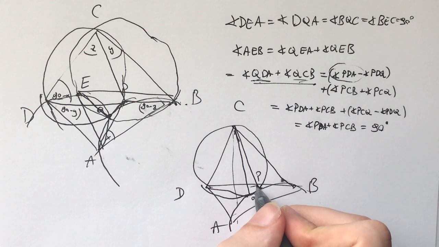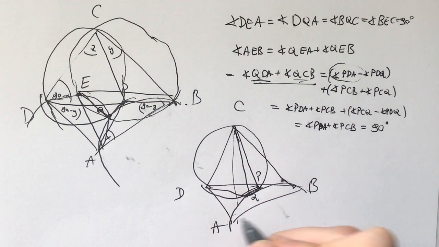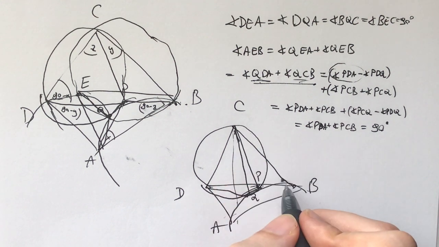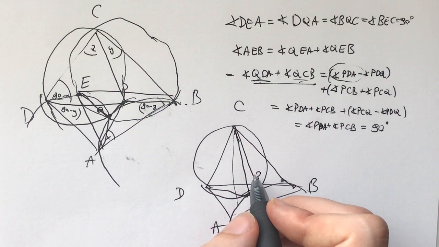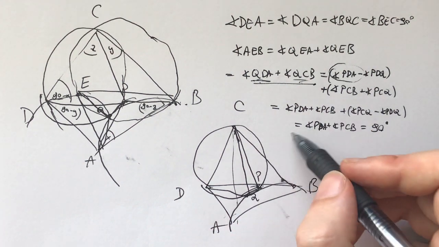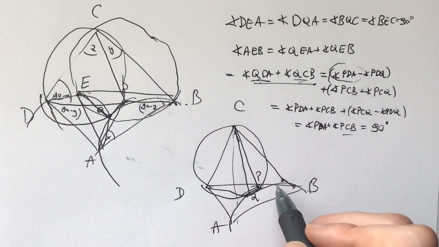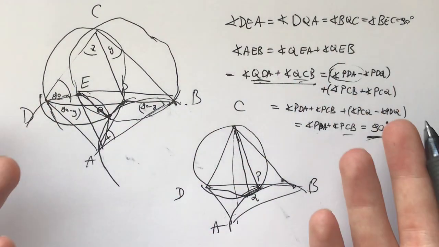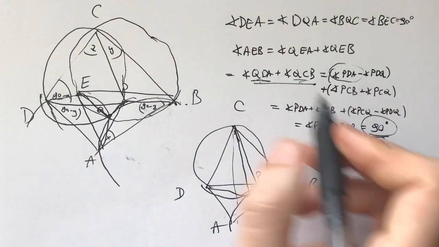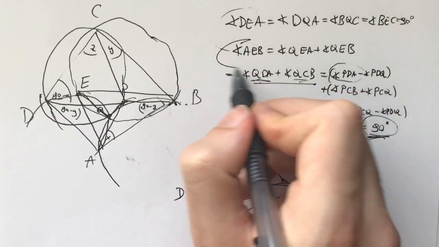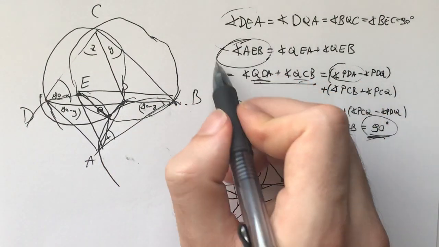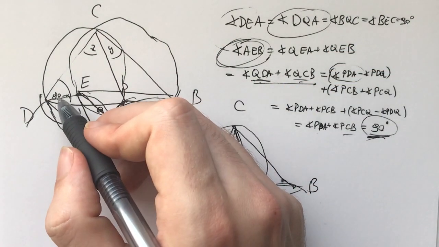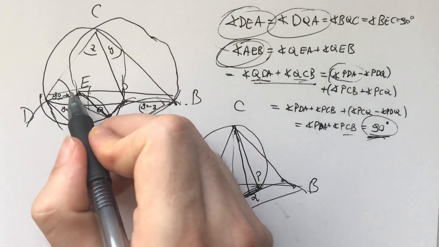You do it by looking at QDA, which is actually PDA minus PDQ. And then you have PCB plus PCQ. And now these two will cancel out. And you're left with that this angle is actually PDA plus PCB, which is what? By the problem statement, that's 90. And you're done. So now this gives you the angle, what was it? AEB is 90 now because AEB and DEA are both 90.